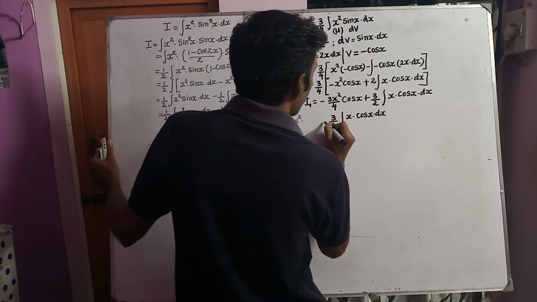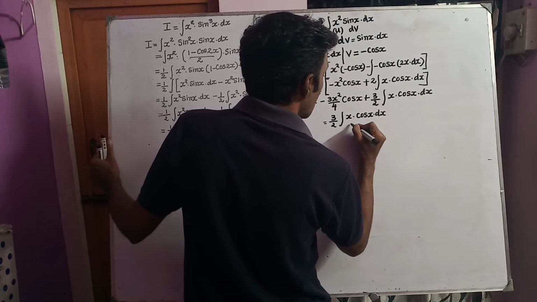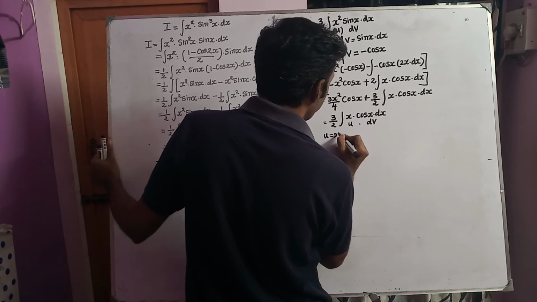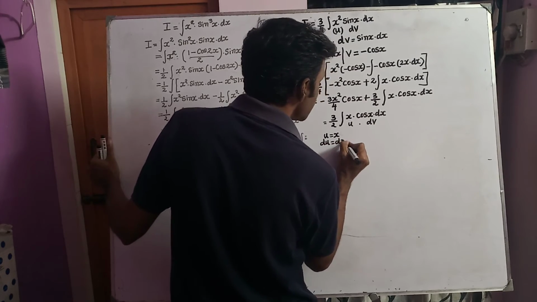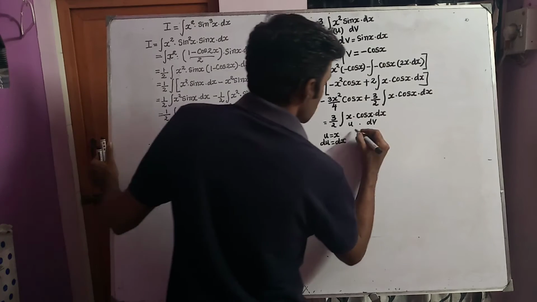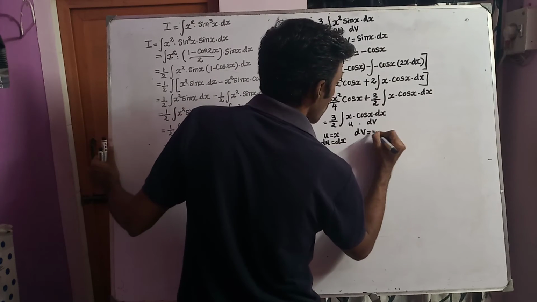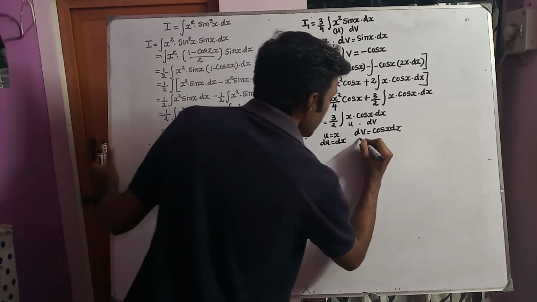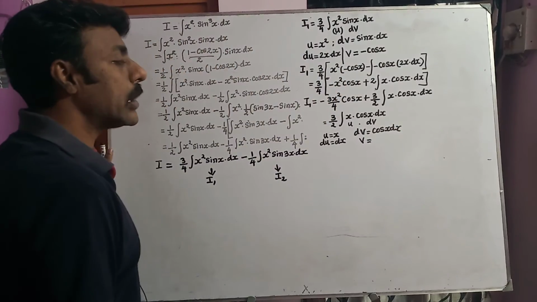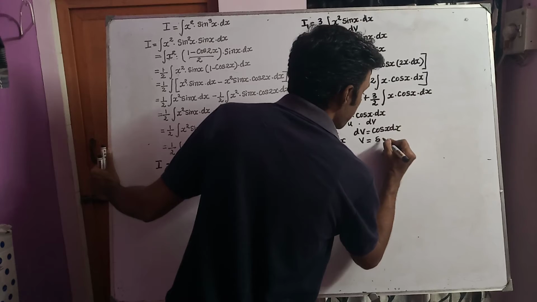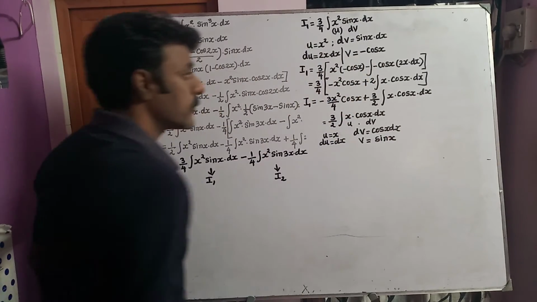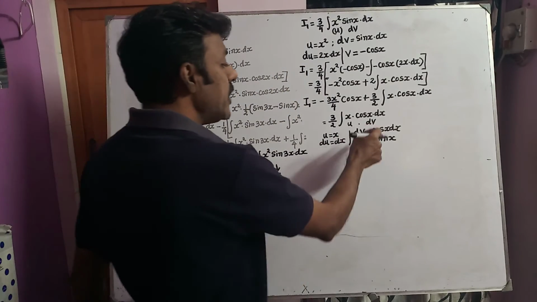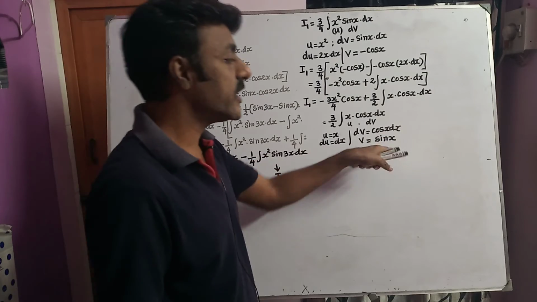So now this I can take as u and this I can take as v. So u equal to x, du will be equal to dx, and dv equal to cos x into dx. So dv upon integration will be v equal to integral of cos x, which is nothing but sin x. So I got u equal to x and du equal to dx, and v equal to sin x.